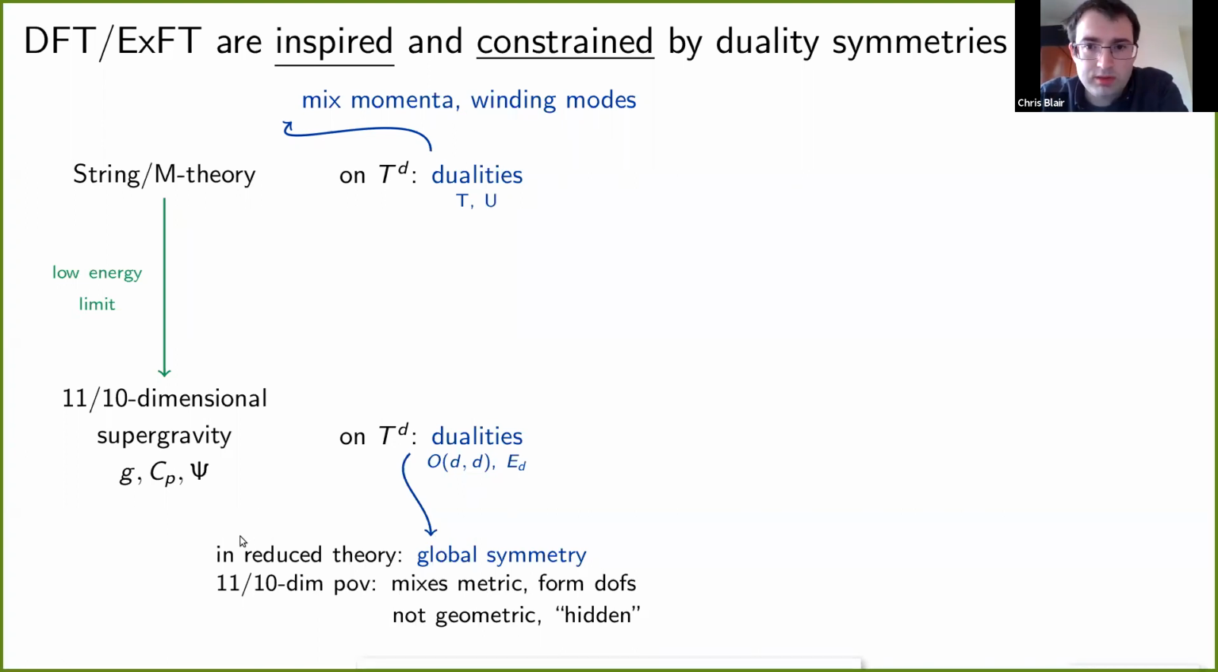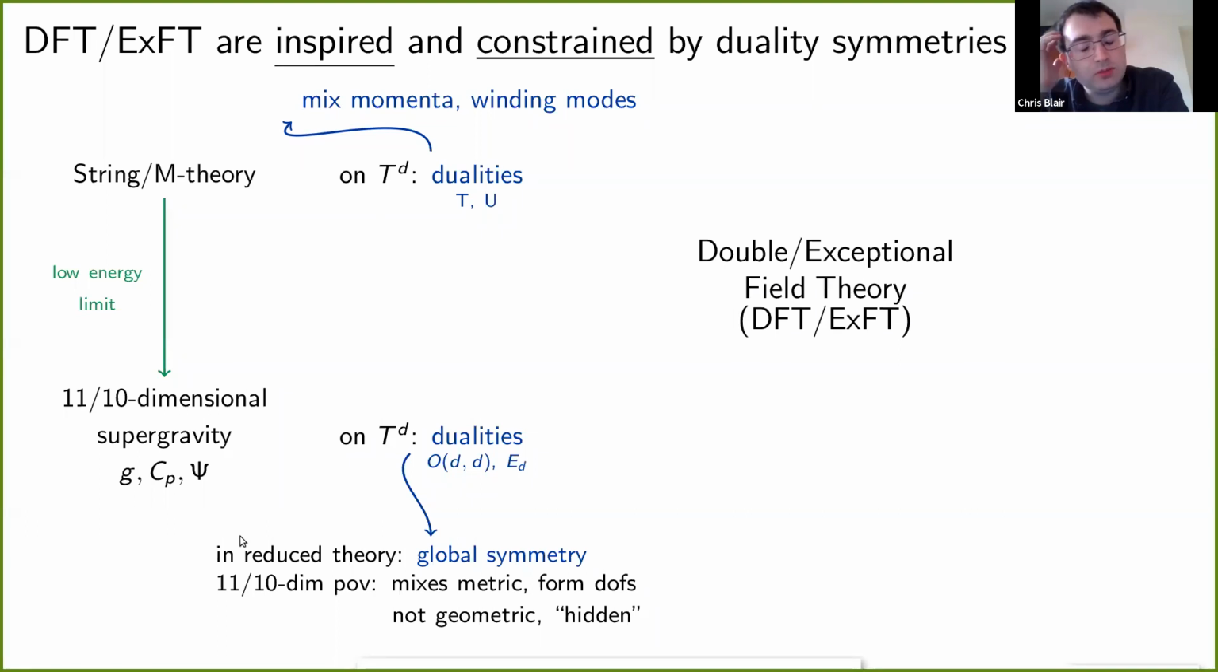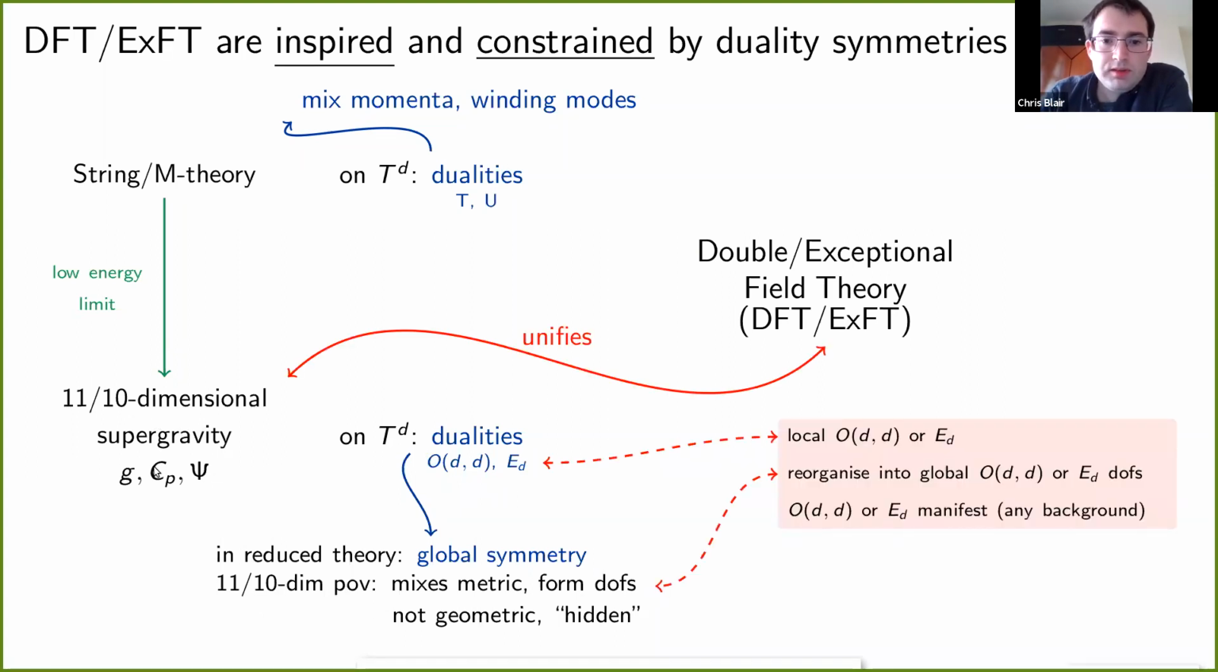So one of the questions that double and exceptional field theory were introduced to answer was whether you can reformulate supergravity in some way so that you would always be able to see the presence of these OD,D or E_D symmetries at the level of the full 11 or 10 dimensional theory. So this is exactly what these theories managed to achieve, and they do this in an interesting way.